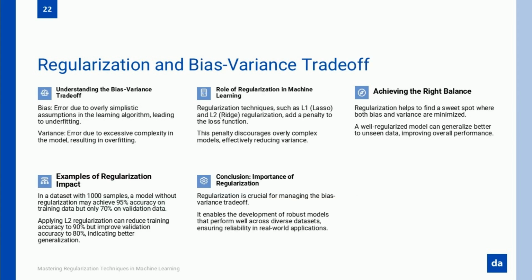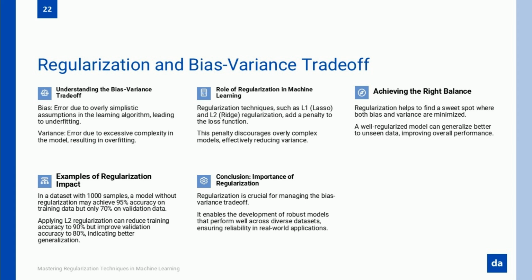Now we're diving into a fundamental concept in machine learning, the bias-variance trade-off, and how regularization plays a critical role in managing it. This trade-off is the balancing act between two competing forces in model performance, bias and variance. If you've ever wondered why your model struggles to generalize or feels unstable, it's probably because this trade-off isn't being managed properly. Let's start by understanding the two sides of this trade-off.